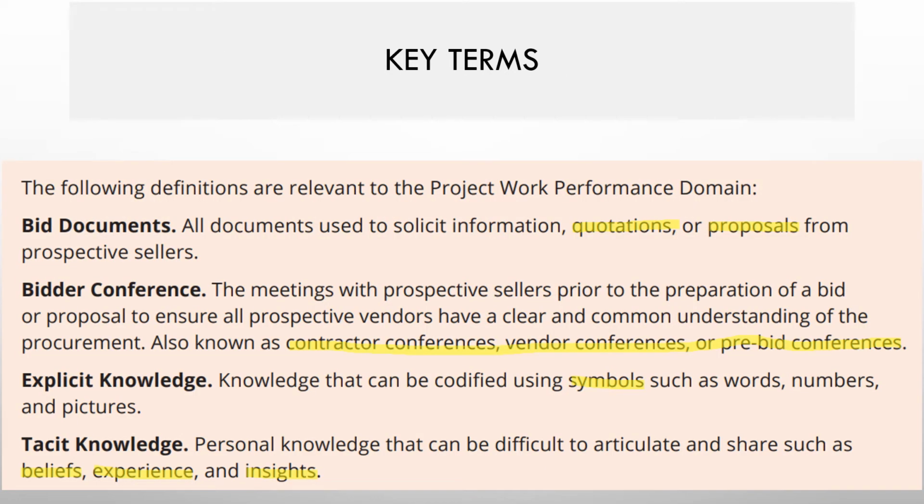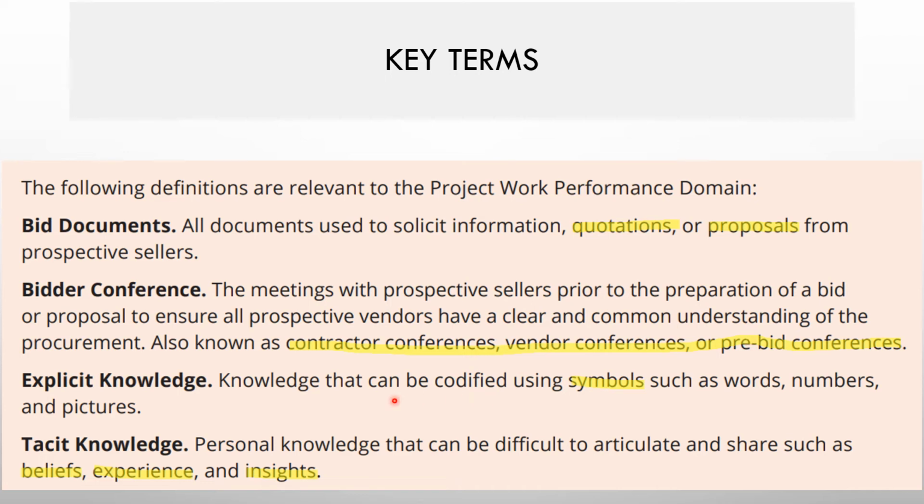Let's look at some of the key terms this work performance domain deals with. You need to understand what a bid document is. A bid document is nothing but the proposal document, a quotation document, or an SOW document. These are called bid documents. A bidder conference is also known as a contractor conference, vendor conference, or pre-bid conference. It is held with prospective sellers prior to the preparation of the bid and proposal, to ensure that all the prospective vendors have a clear and common understanding of the procurement. Let's say Maruti Suzuki or Tata Motors is having a dealer meeting and telling them the clear and common understanding before going for bidding. A government can hold a bidder conference before they receive the request for proposal or request for quotation.